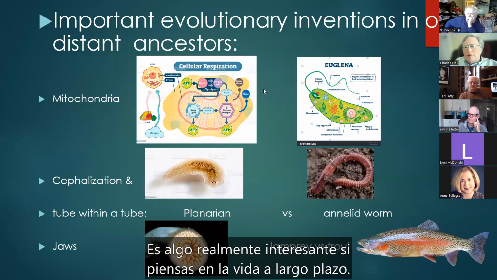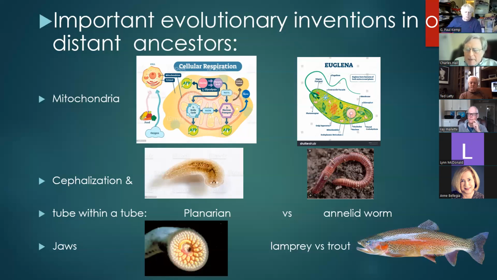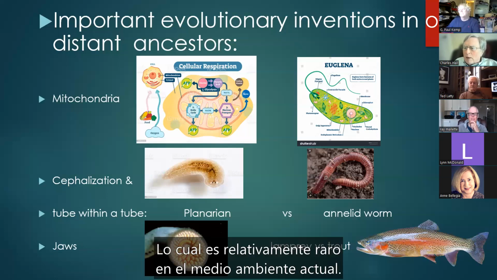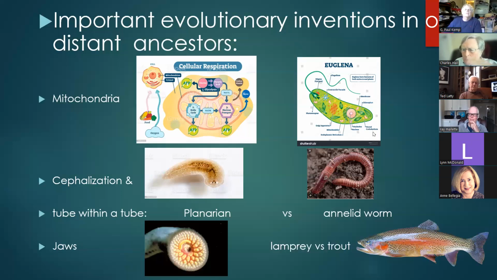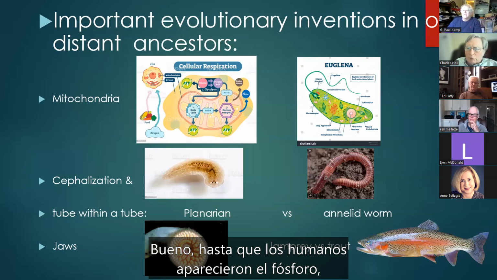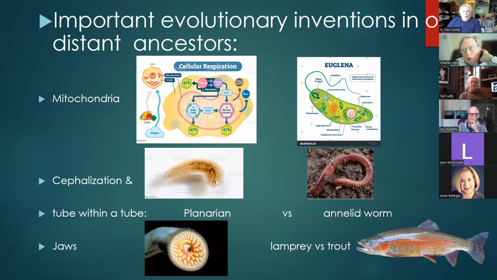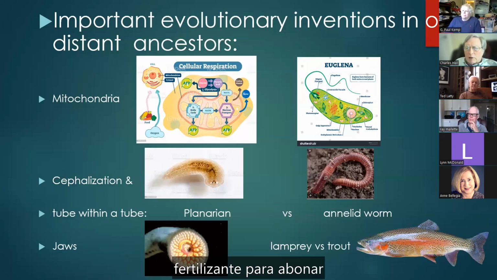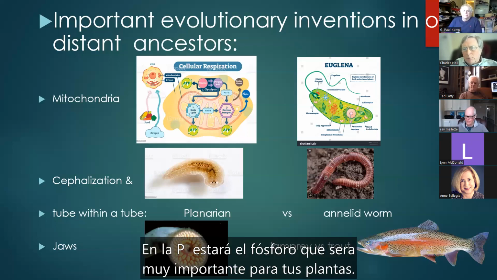And a really interesting thing, if you think about life over the long view, is that life is very dependent upon phosphorus, which is relatively rare in the environment today. Well, until humans came along, phosphorus was not common. And so most plants are phosphorus limited. If you buy fertilizer to fertilize your garden plants, it'll be NPK, and the P will be the phosphorus. It'll be very important for your plants.